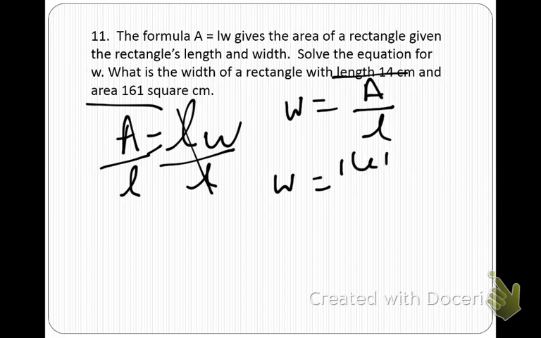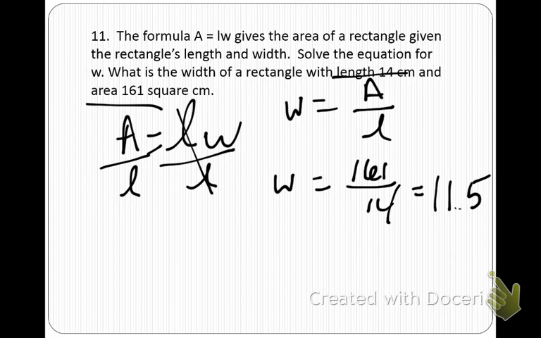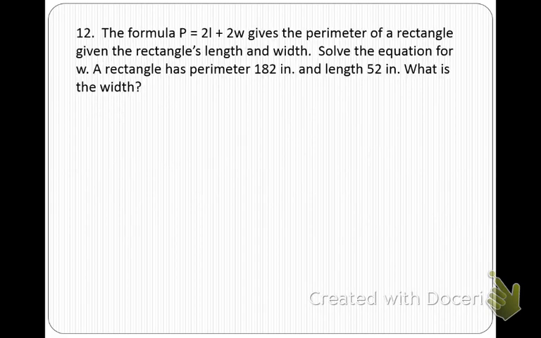The area is 161. And the length is 14. So when you divide that out, you get 11.5 centimeters. Okay, so by isolating the variable first, it reduces the amount of work you have to do after you plug numbers in. Okay, but that's the point. Questions there? Okay, then you try.